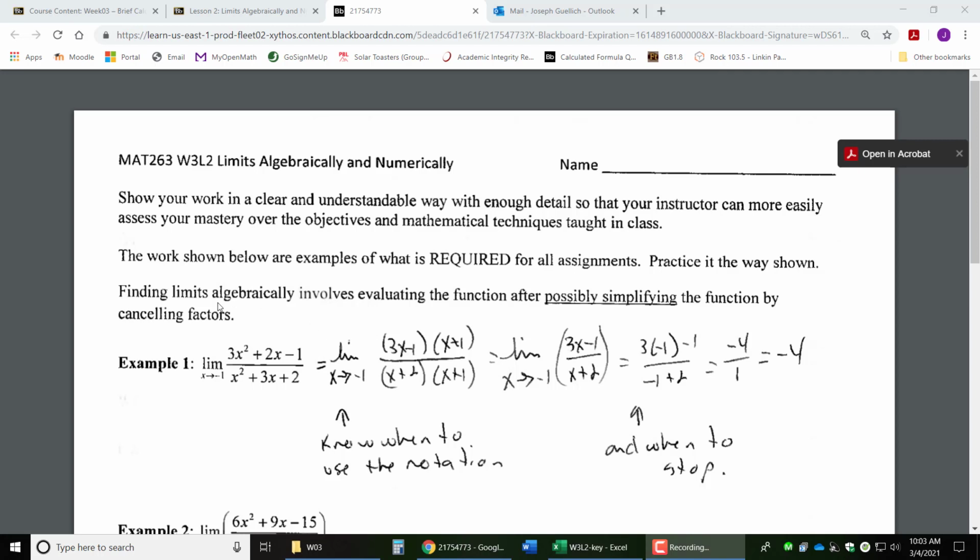So anytime you're doing the limits algebraically, you are going to show some algebra. The work in Excel has nothing to do with the limits algebraically. Now, if you need help with the arithmetic at the end, that's where you might do that in Excel, or not. But I'll show you Excel for this as well.